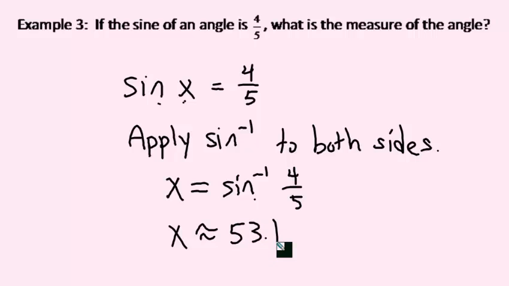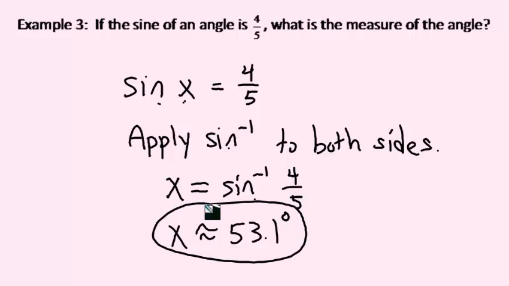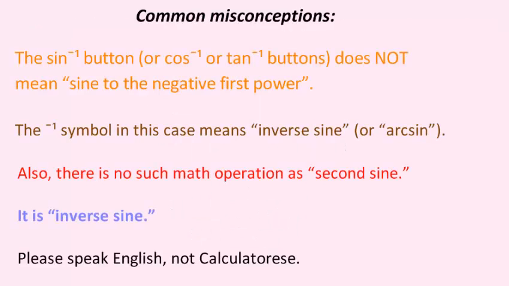The result that I'm getting, 53.1, is an angle measure, because by using inverse sine, I am getting an angle measure. Therefore, my label should be degrees, because that is what I am asking my calculator to give me. The sine inverse button means exactly that. It means sine inverse, or inverse sine. It does not mean a negative first power. Inverse sine can also be called arc sine. It means the same thing.